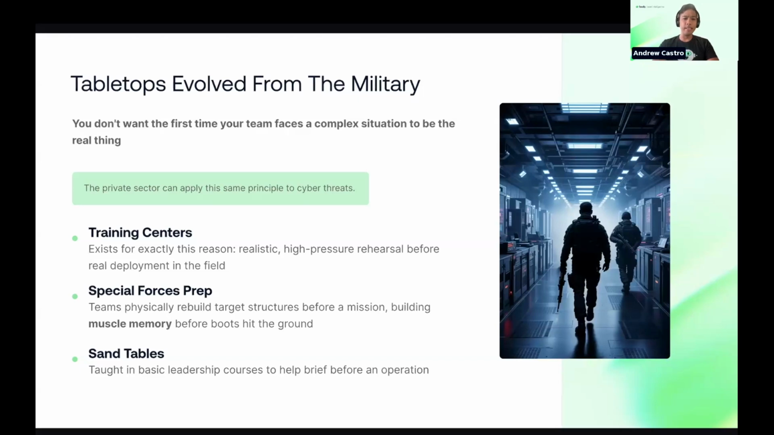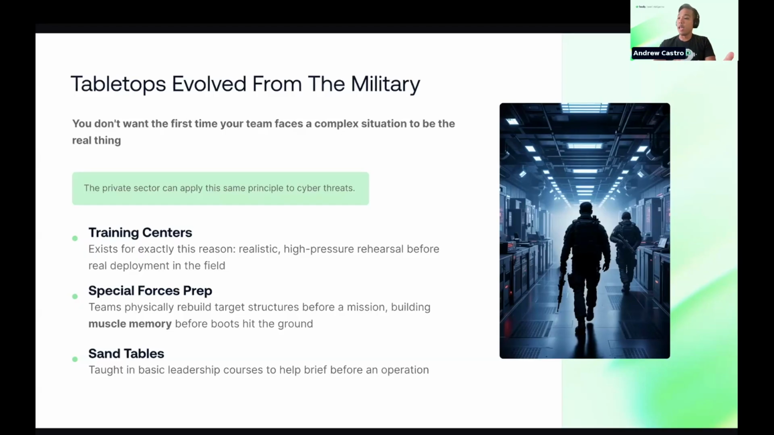The special forces will even build full-on structures. For example, for the Bin Laden compound, they built a real life-size mock-up before they even touched ground there.